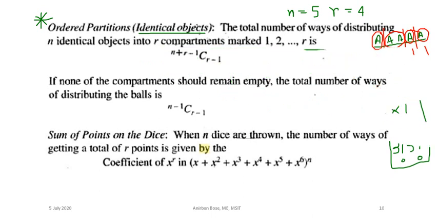Now let us see the next formula. So here you can see, if none of the compartments should remain empty, the total number of ways of distributing the balls is given by this formula. If none of the compartments are empty means what? Definitely at least one will be there. Okay, so do the same problem again and you will be able to find that.